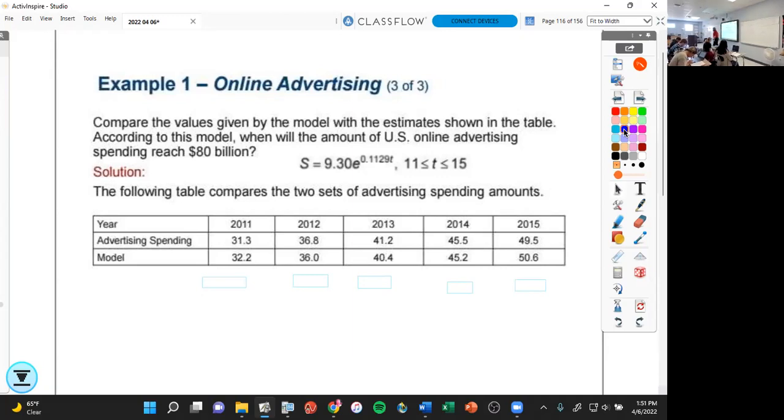Where's the 80 go? Okay, so we have 80 equals 9.3 e to the 0.1129 t. You tell me what I need to do to solve this. Divide by 9.3. What is 80 divided by 9.3?